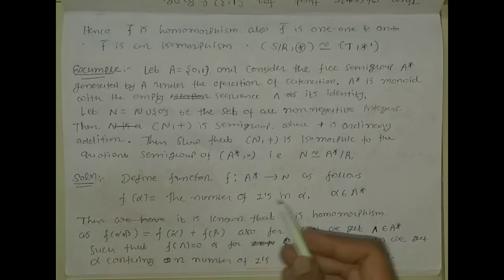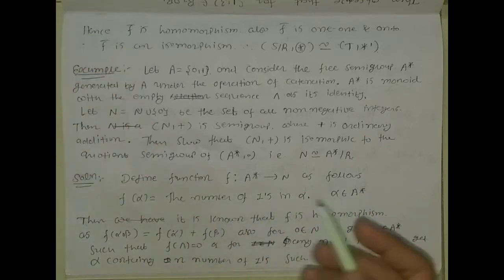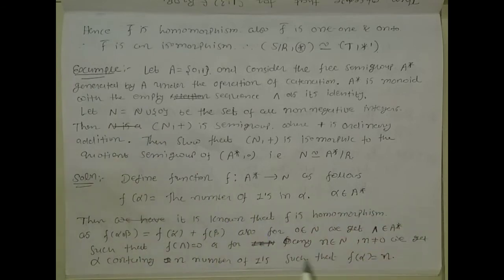Now we have discussed this example in the previous lecture. We have shown that f is a homomorphism as well as an onto homomorphism. It is known that f is a homomorphism as f of alpha catenation beta is f of alpha plus f of beta. We considered the different cases for alpha and beta containing an odd number of ones, an even number of ones, and much more. So we know that f is an onto homomorphism.